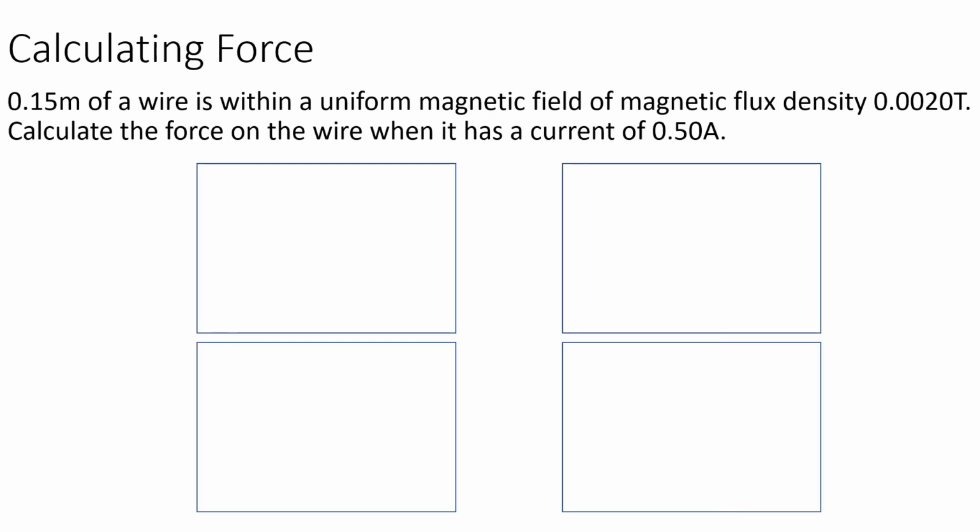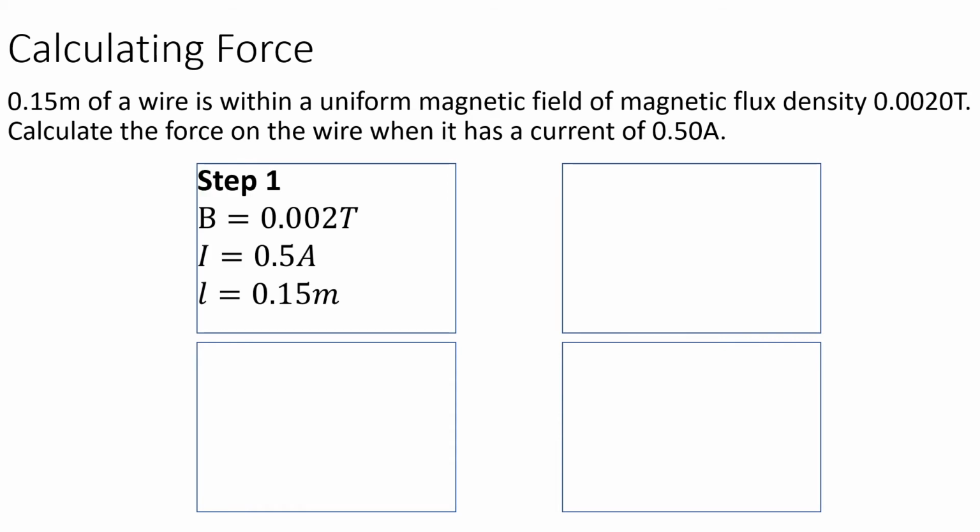Now let's look at how we calculate. So if we're calculating force using the equation mentioned previously, we have 0.15 meters of wire within a uniform magnetic field of magnetic flux density 0.0020 teslas. Calculate the force on the wire when it has a current of 0.5 amps. So our first step is to write down what we know. We know that B is 0.002 teslas. We know that I is 0.5 amps. We know that L is 0.15 meters.